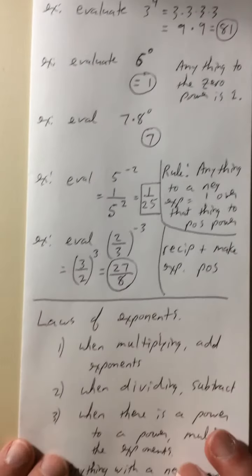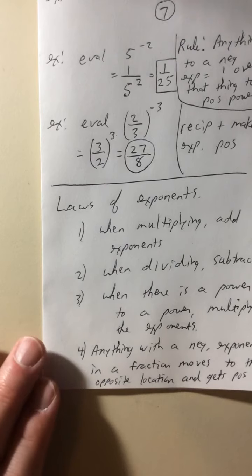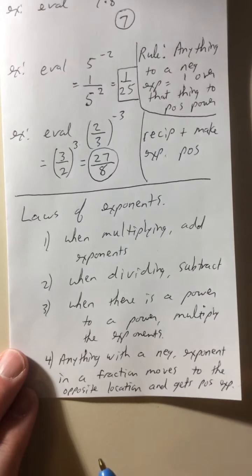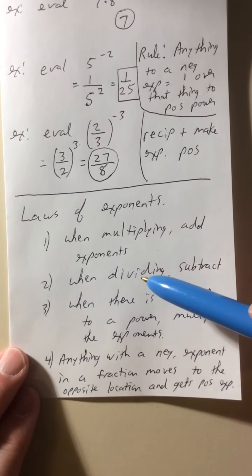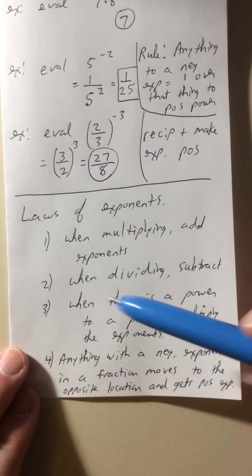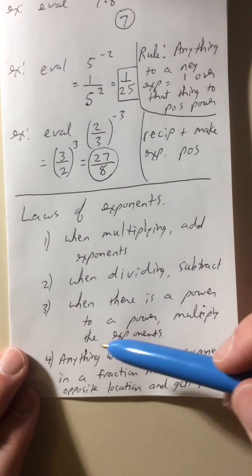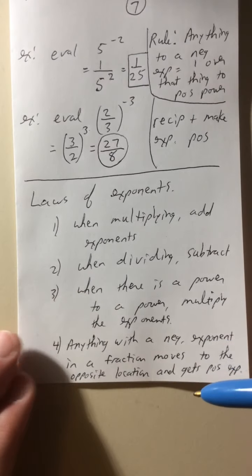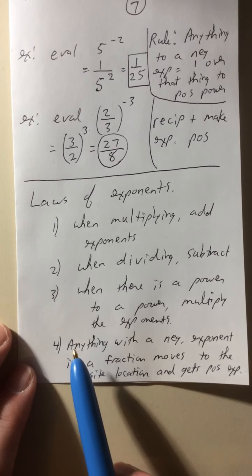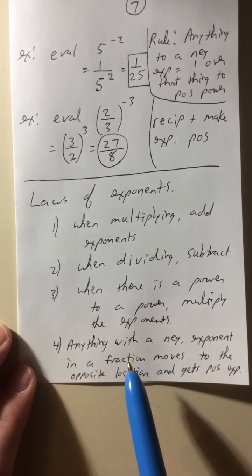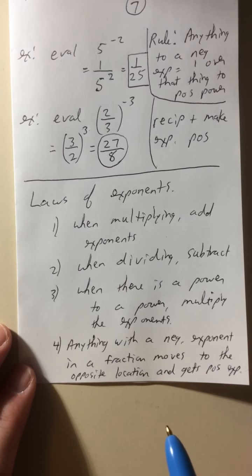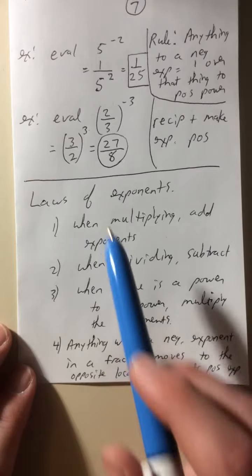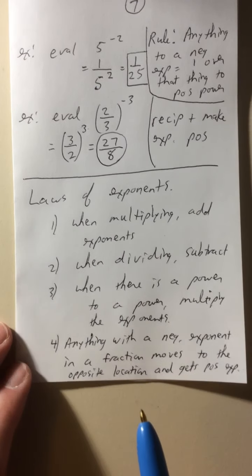All right, laws of exponents. We have 4 of them. Actually, we kind of have 5, but I ran out of room, so only room for 4. When you multiply, add exponents. When you divide, subtract exponents. When you have a power to a power, multiply exponents. And last, anything with a negative exponent in a fraction moves to the opposite location and gets a positive exponent. So we're going to take a look at problems involving all four of these laws right here.